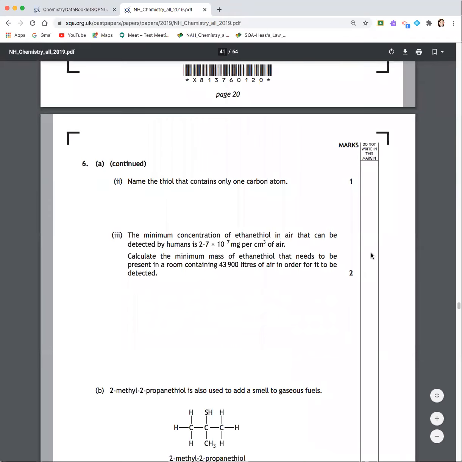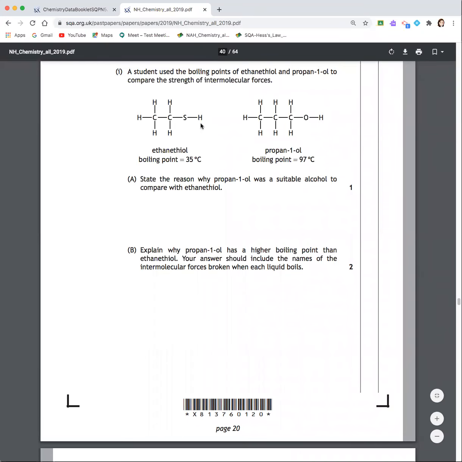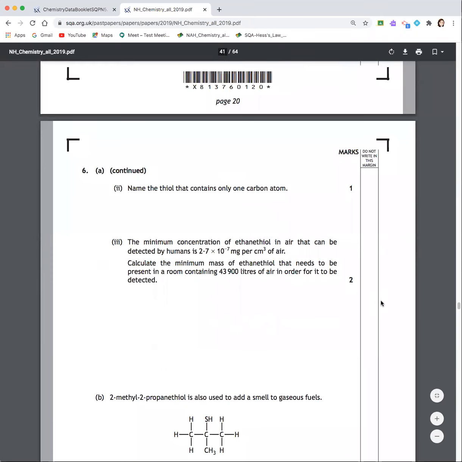Then name the thiol that contains only one carbon atom. So this is ethanethiol, and it's got 2 carbons, so that suggests that the one with 1 carbon would be methanethiol.